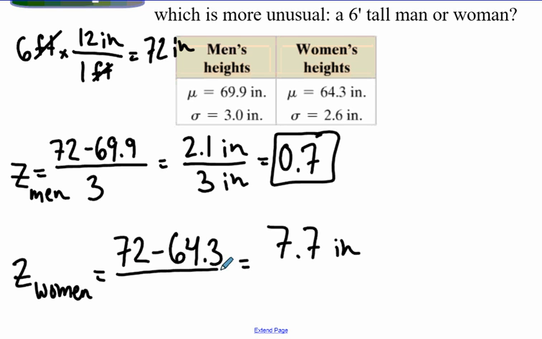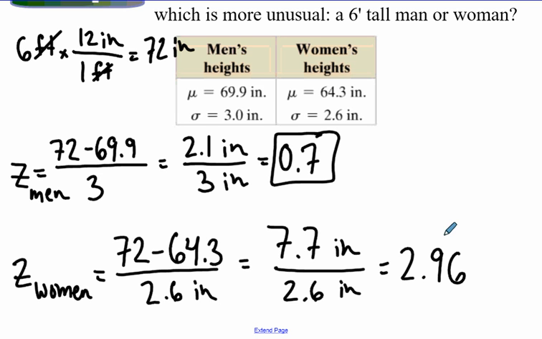One standard deviation for women is 2.6 inches. So I'm going to divide this by 2.6 inches to see how many standard deviations that is. And if I take 7.7 divided by 2.6, I'm going to get 2.96 standard deviations, or approximately 3. So I can look right here and see that a 6-foot tall woman is nearly 3 standard deviations above the average, whereas a 6-foot tall man is not even 1 standard deviation above average.